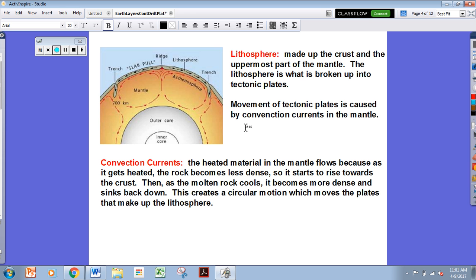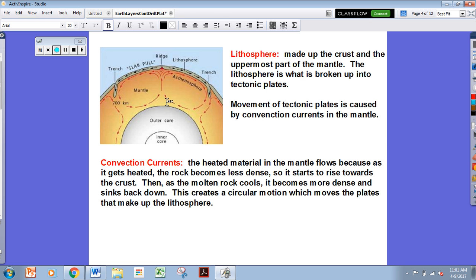And the movement of these tectonic plates is caused by convection currents in the mantle. Okay, convection currents, if you remember, we looked at a lava lamp in class, and the same thing that happened in the lava lamp is what's happening in these convection currents. This part of the mantle that's down here nearer to the outer core is hotter. The rock gets heated up and it starts to flow because heated material is less dense than cooler material.